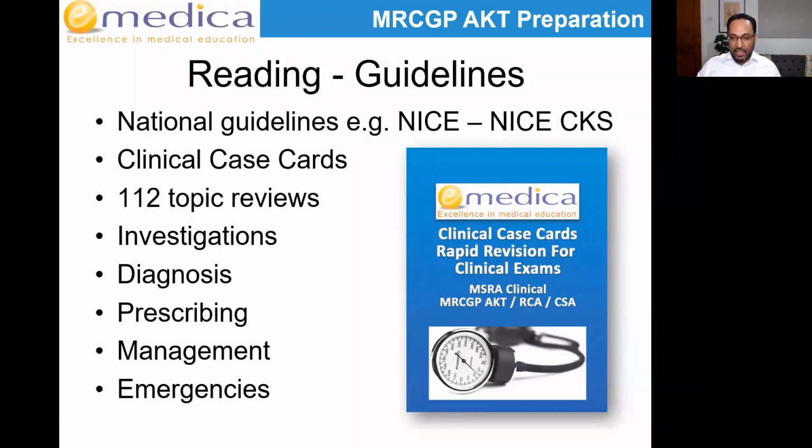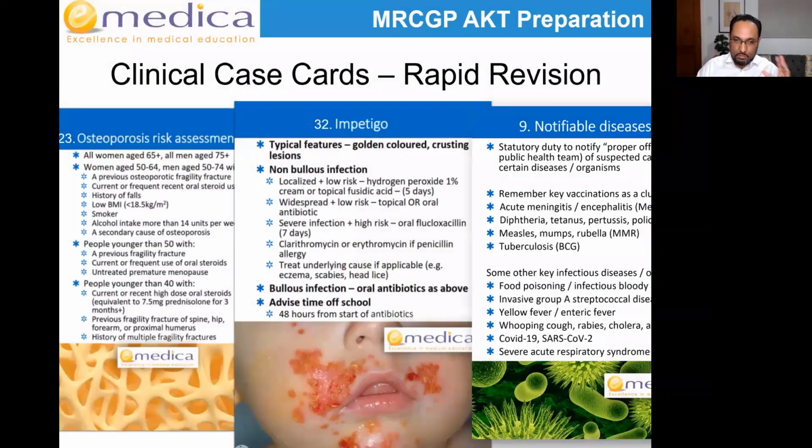And then at this stage, you probably haven't got time to be reading full NICE guidelines for the first time for every topic. So if you want to cover lots of topics quickly and you haven't already got our clinical case cards, these are the 2021 seventh edition, okay? These were published end of July, 2021. They're bang up to date. They're numbered, and they cover topics in a concise way.